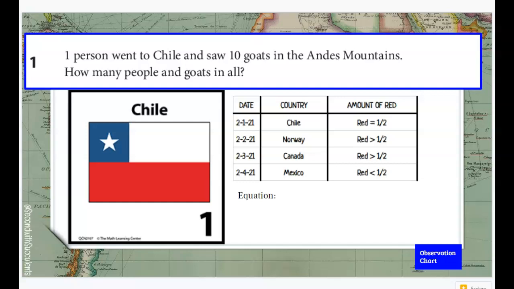When I read this problem now, I want you to write an equation to match. But instead of writing the answer in your equation, I want you to write a square or a box to show the answer, not to solve the problem quite yet. So you'll just make a box to show where that answer should be, just like that. All right, listen for the second time, then write your equation. One person went to Chile and saw 10 goats in the Andes Mountains. How many people and goats in all?